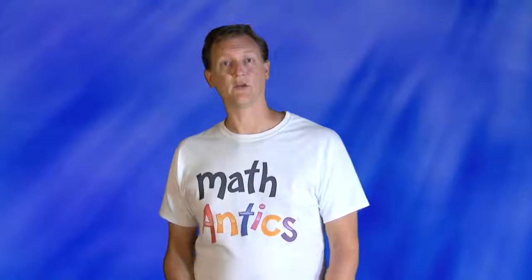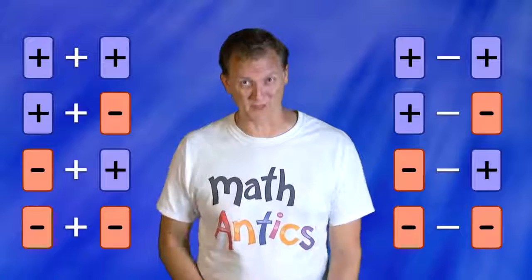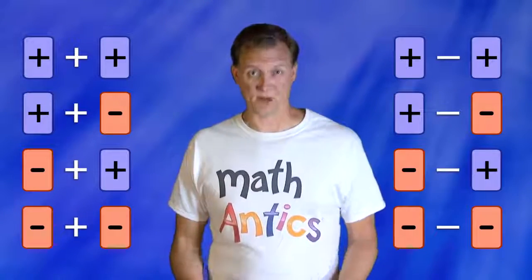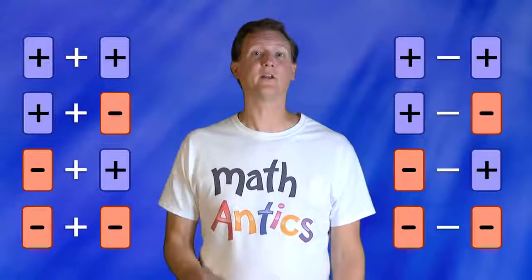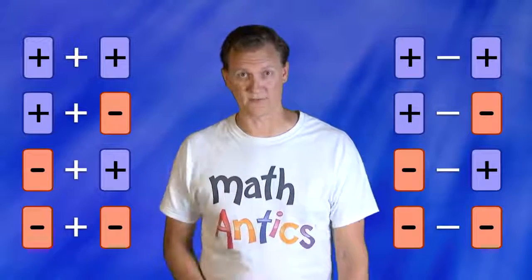Adding and subtracting whole numbers is pretty easy because there's really only two possibilities. You're either adding two positive numbers or subtracting two positive numbers. But adding and subtracting integers is more complicated, because with negative numbers in the mix, there's a lot more possibilities. Fortunately, you don't need to memorize all these possibilities. Instead, we're going to learn some simple rules and strategies that will make the process a lot easier.